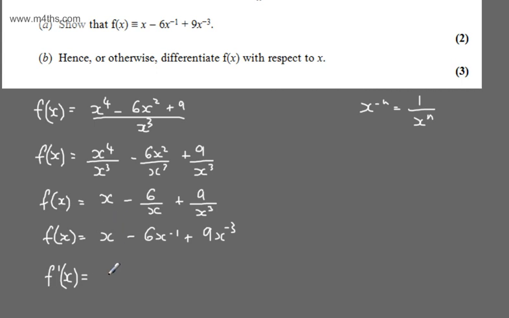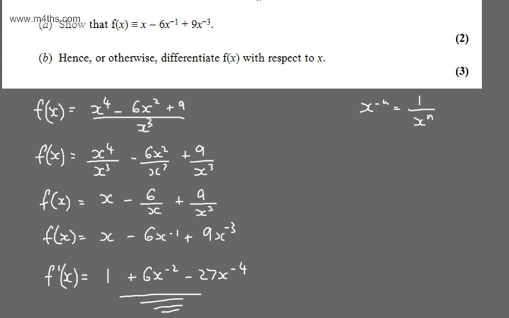If we differentiate x to the 1st, we will get 1. We're going to multiply down by the power, and we're going to drop the power by 1. And that will give us now that the gradient function f dashed of x for 3 marks is 1 plus 6x to the minus 2 minus 27x to the minus 4.